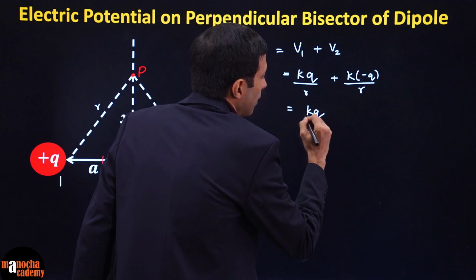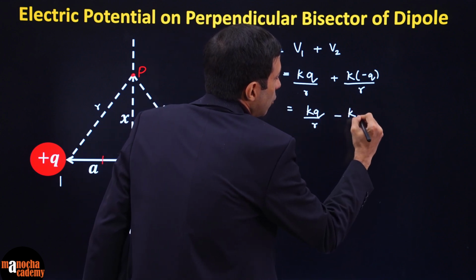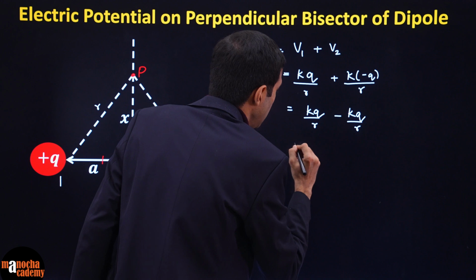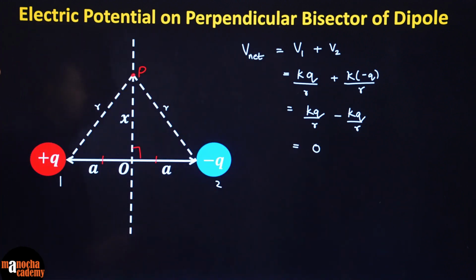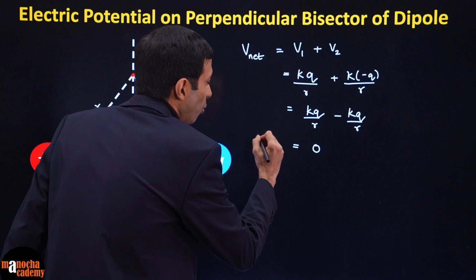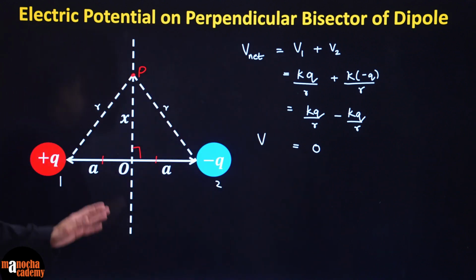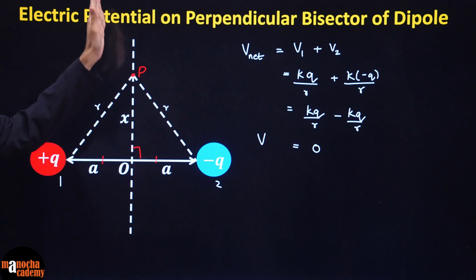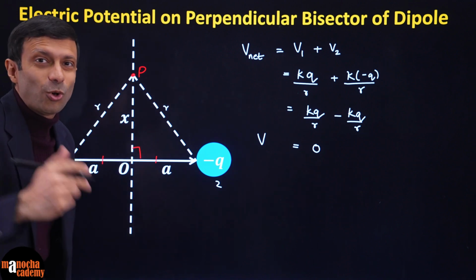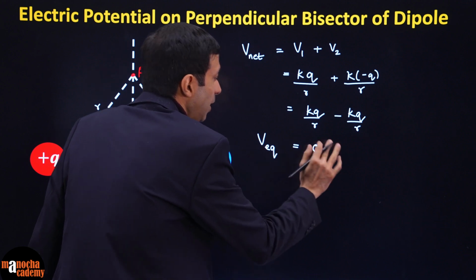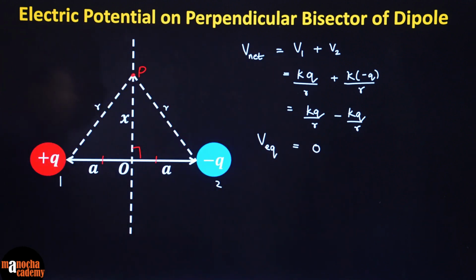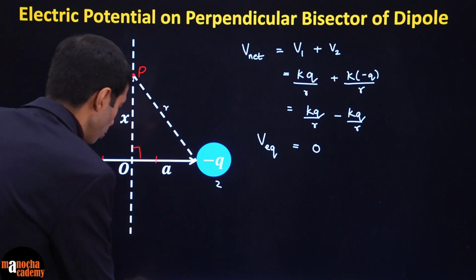KQ by R minus KQ by R, and the electric potential at any point on this perpendicular bisector is going to be 0. Last time we found the electric potential on the axis. What is this called? This is called the equatorial position. So the electric potential at any point on the equatorial position of the dipole, or the perpendicular bisector, is equal to 0.